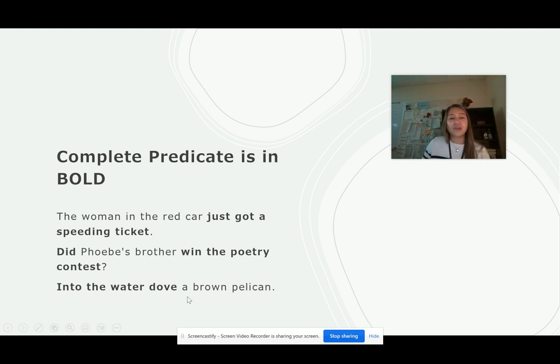Into the water dove a brown pelican, which is our simple predicate, dove. And then which is our complete predicate, into the water dove. Okay, so be mindful of the difference between the simple predicate and the complete predicate, simple subject and complete subject.